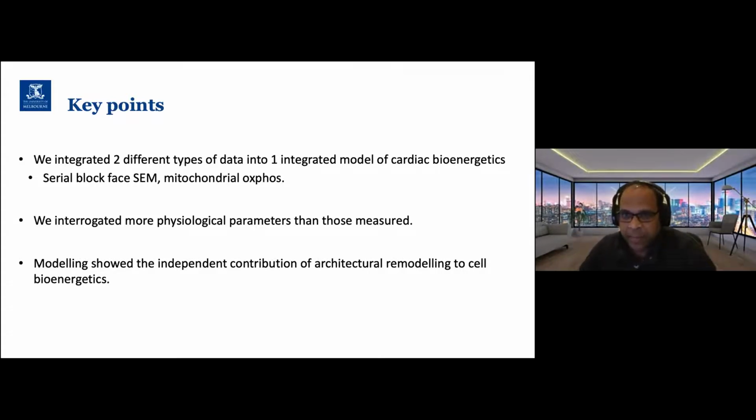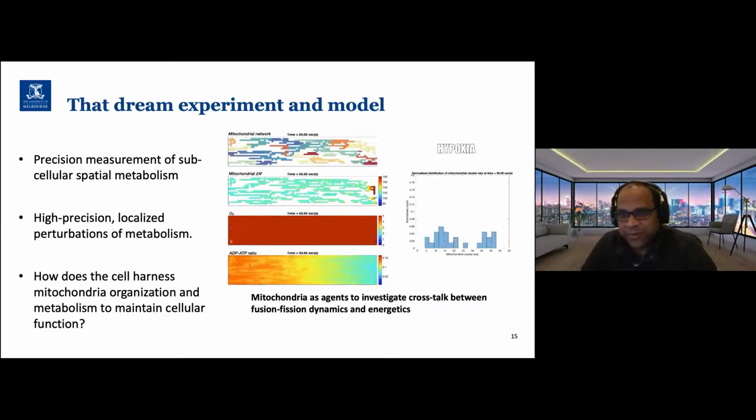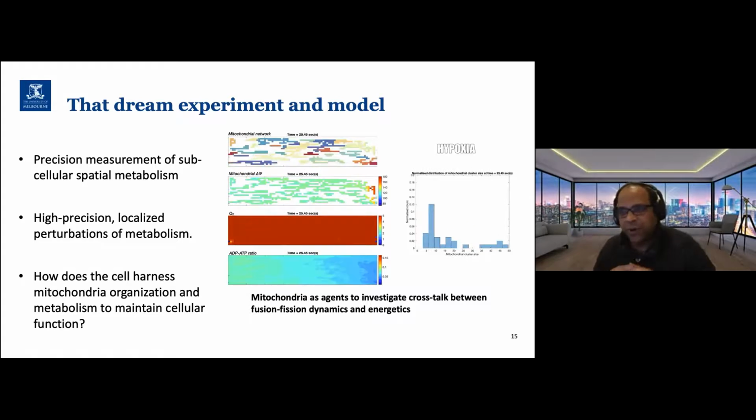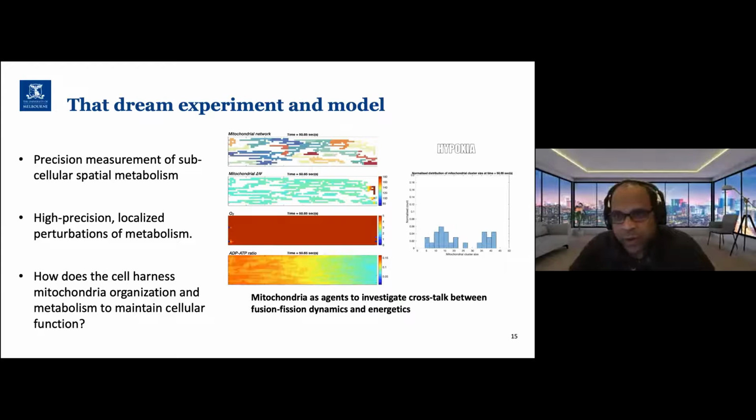happening in the cell. And the last slide is that the dream experiment or model that one may want to do, and certainly I'd like to see done, is more precision measurement of subcellular spatial metabolism, higher precision localized perturbations of metabolism, and that question that Jennifer raised before: how is the cell harnessing mitochondria, or vice versa, to drive cellular physiology? That's the question that I'd like to answer with the kinds of models that we can build. Thank you very much.